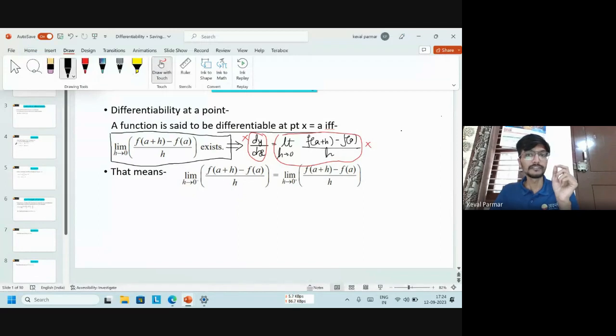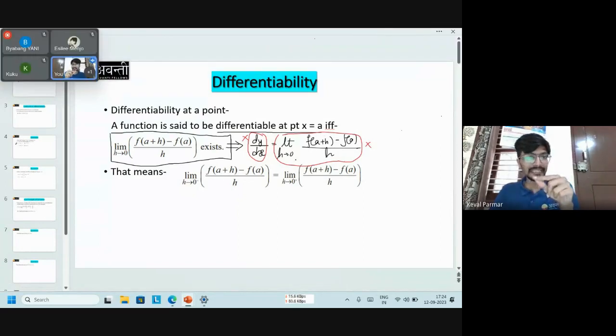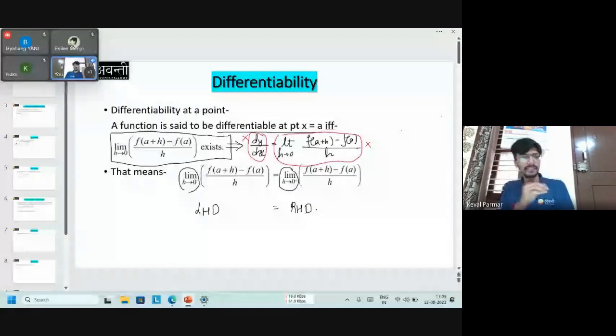Now, what is the condition for the limit to exist? This limit can exist if the left hand limit is equal to the right hand limit. But in differentiability, we say left hand derivative, which is LHD, is equal to right hand derivative, RHD. So similar to limits, for a function to be differentiable, the left hand derivative should be equal to the right hand derivative.